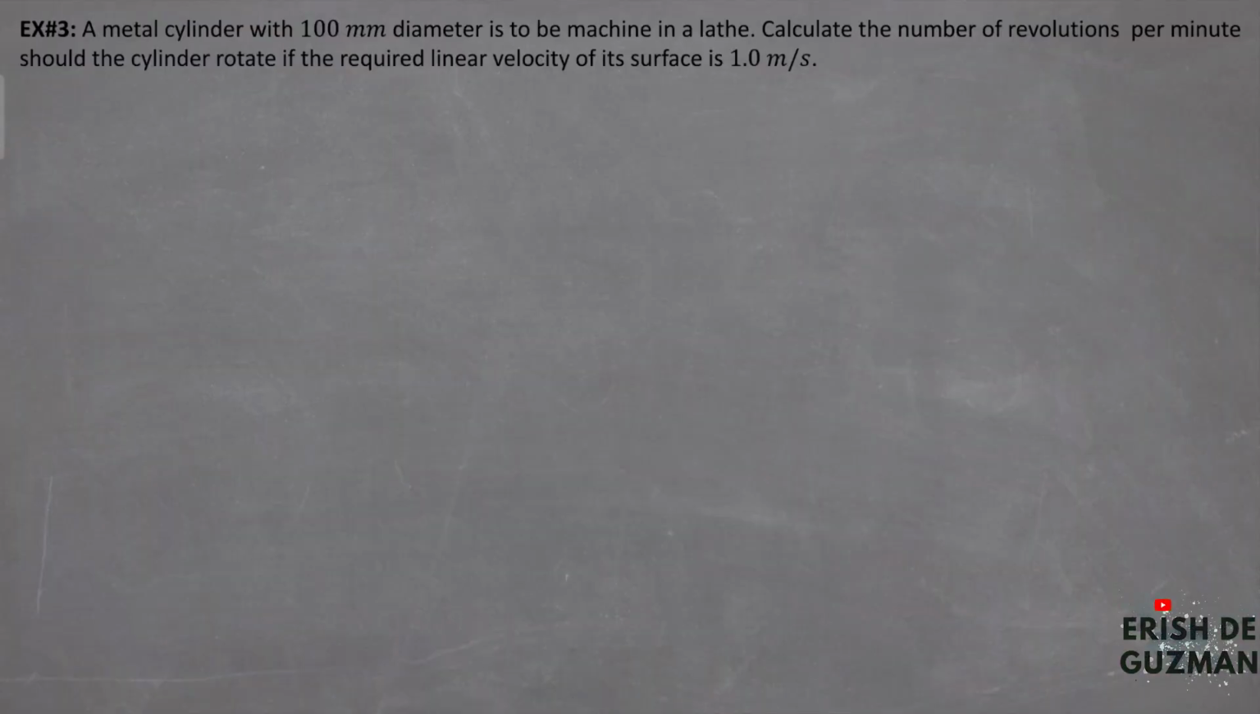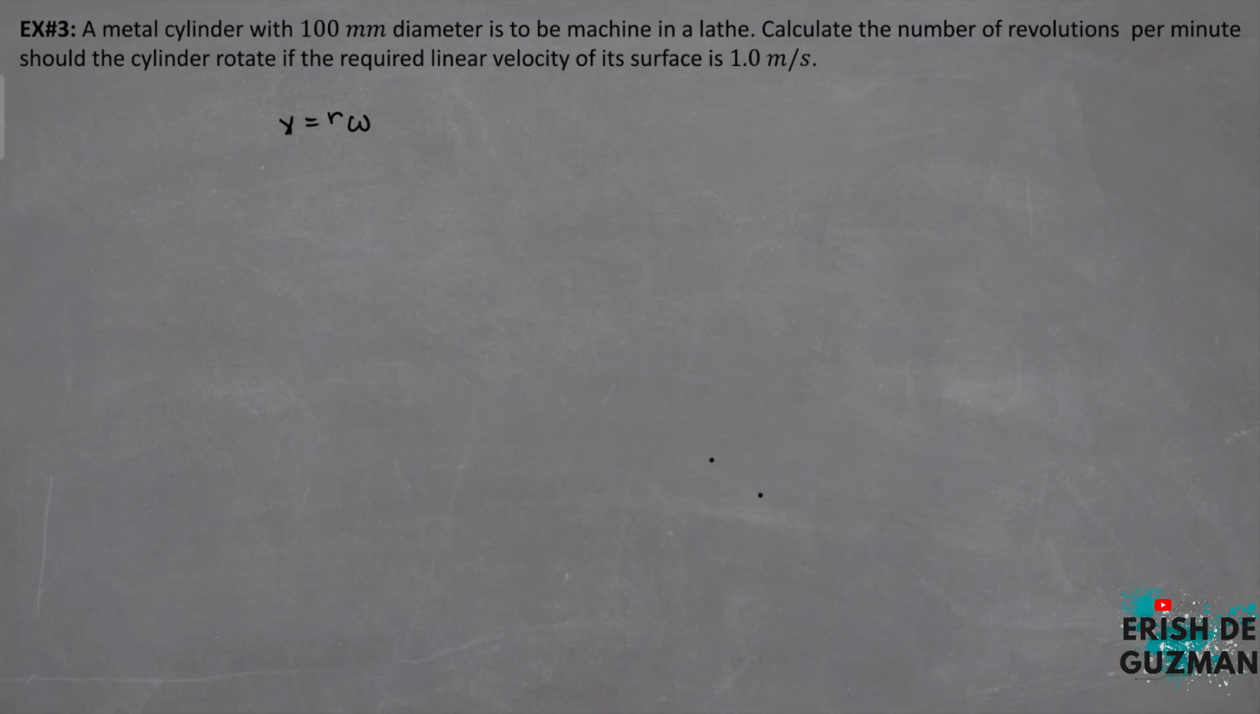Example number 3, a metal cylinder with 100 mm diameter is to be machined in a lathe. Calculate the number of revolutions per minute should the cylinder rotate if the required linear velocity of its surface is 1 meter per second. So, to calculate the number of revolutions, from the formula na linear velocity equals the radius times the angular velocity, ito yung gagamitin natin.